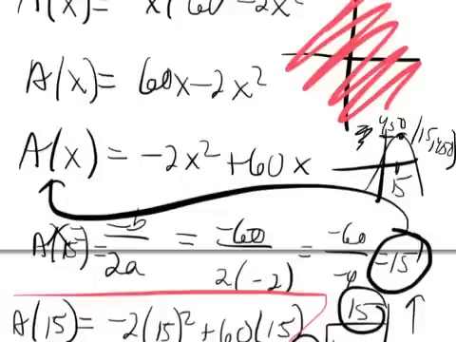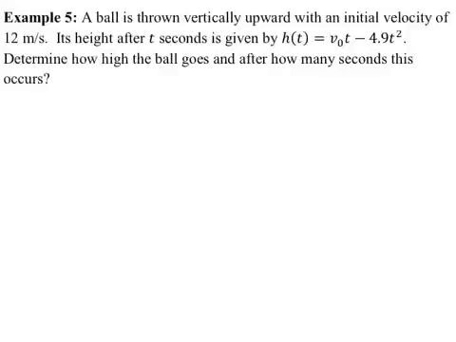Alright, next example. This problem says a ball is thrown vertically upward with some initial velocity of 12 meters per second. Its height after t seconds is given by h of t equals v naught t minus 4.9 t squared. Determine how high the ball goes and after how many seconds this occurs. Well, same kind of problem. We want to find the value of the function at its max height. So remember, the value is the y value. But to find the max value, we have to find the axis of symmetry first.